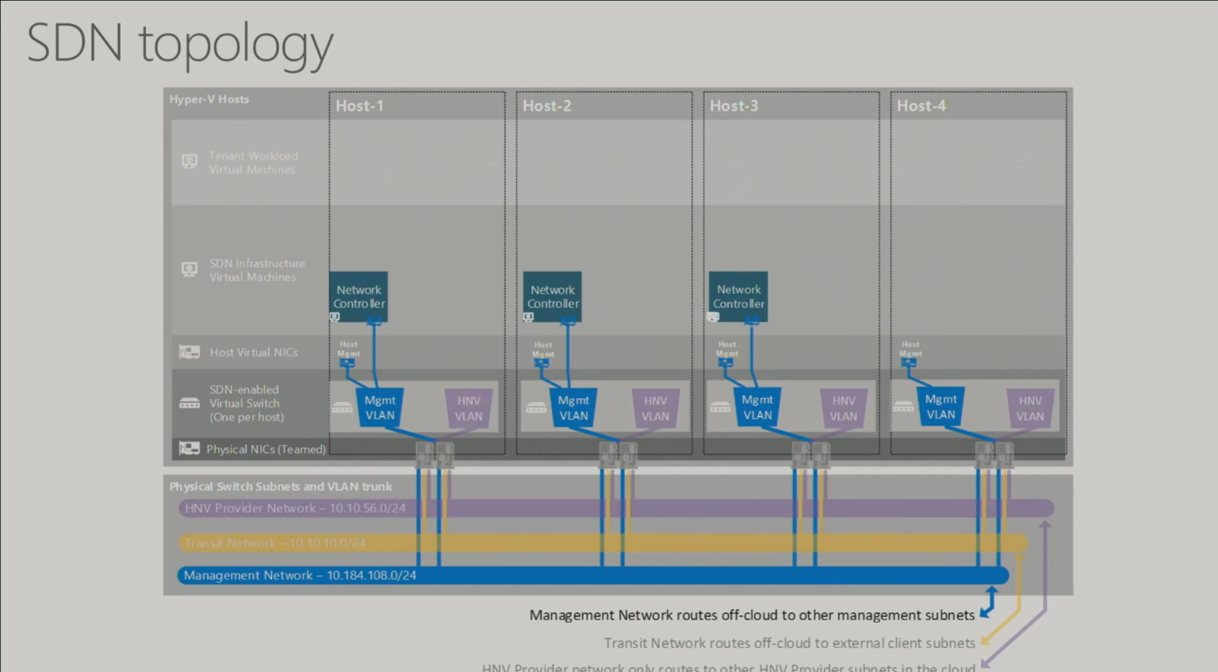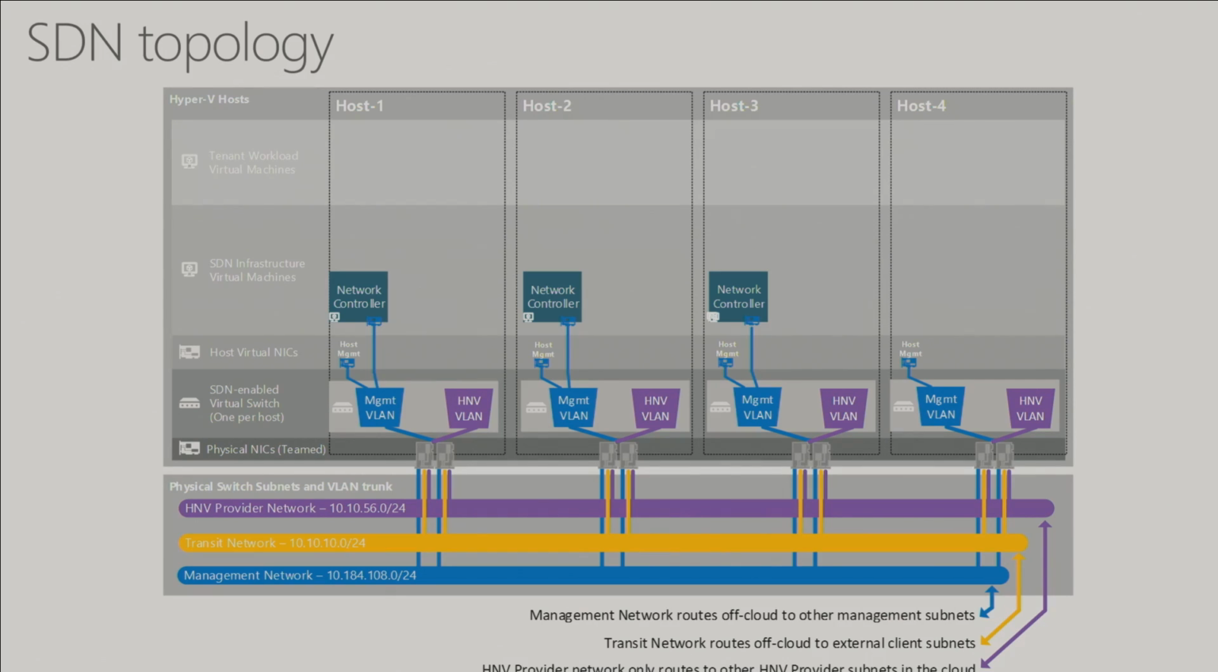Then you create two more networks. One is the transit network. This is for the connectivity to the external networks. And the other one is called the HNV provider network. So these are the provider IP addresses on which the encapsulated traffic of the tenants goes over.